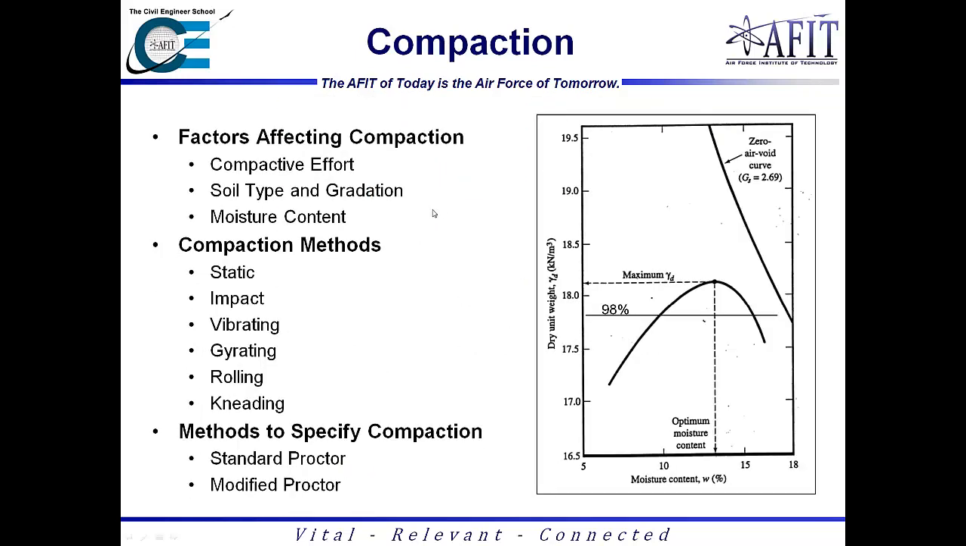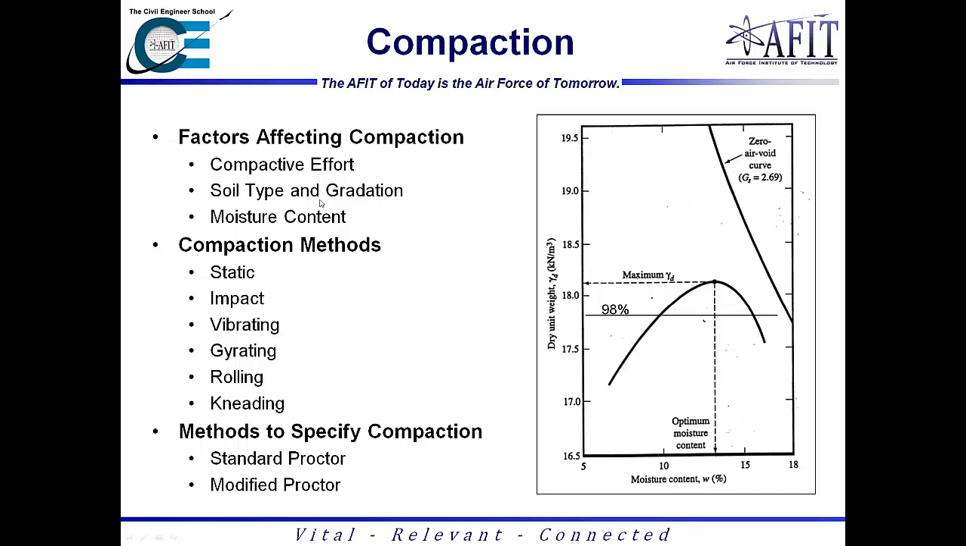Some of the factors that affect compaction are compactive effort, soil type and gradation, and moisture content. With compactive effort, as you'll see on the next slide, compactive effort will actually drive up the maximum dry unit weight. And so you have a bunch of different curves going up and up, as long as they're to the left of the zero air void curve. The zero air void curve represents the theoretical limit, i.e. if I took all the air voids out. This would typically be this part over here, where the air voids are almost minimal. This would almost rest right on this curve.